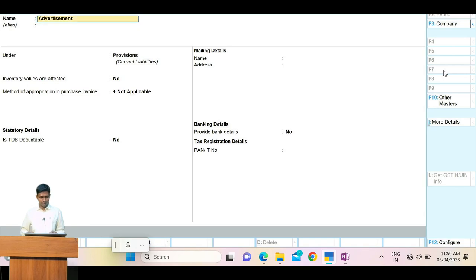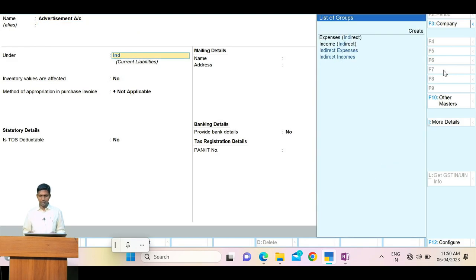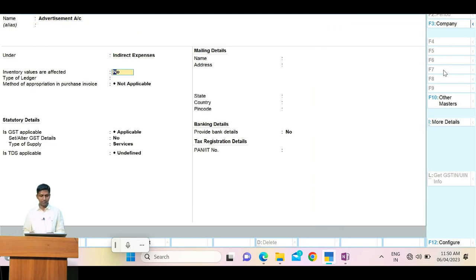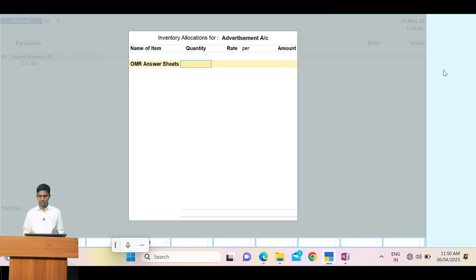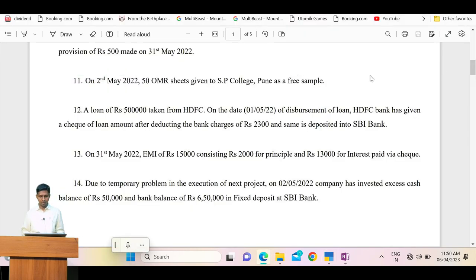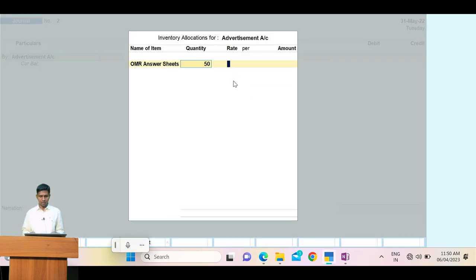Advertisement account, let's say, advertisement account under indirect expenses, therefore select indirect. Whether inventory affected, because we are giving goods, inventory should affect. Enter, and then what you are giving, you are giving OMR sheets. How many OMR sheets? Quantity 50 OMR sheets, just say 50. You don't know the rate, we are giving from the stock, therefore Tally gives that stock rate, that is correct. You can check in opening, we are having OMR sheets, from that only we are giving, and that opening rate is 4, that is correct.